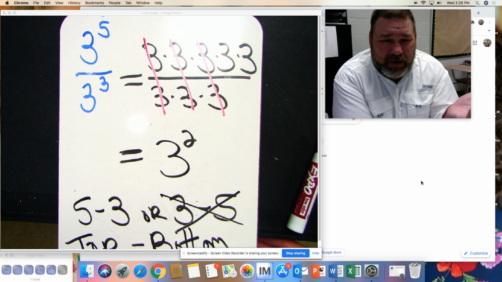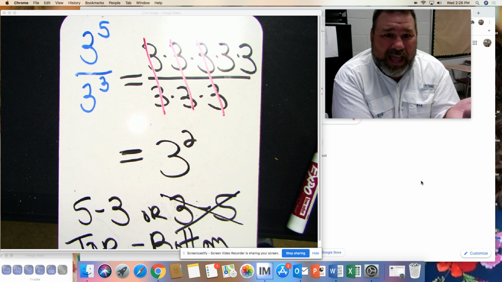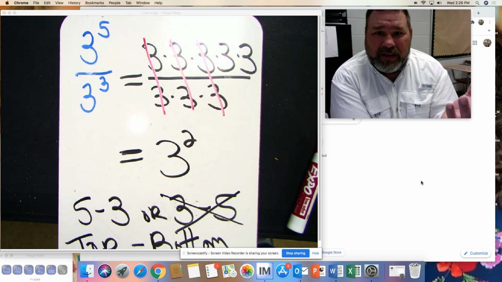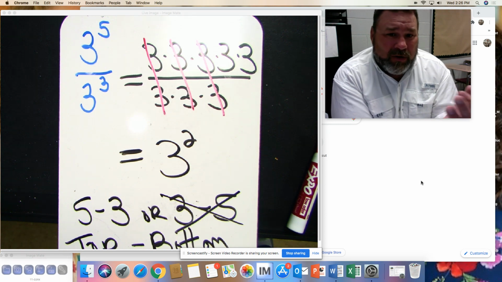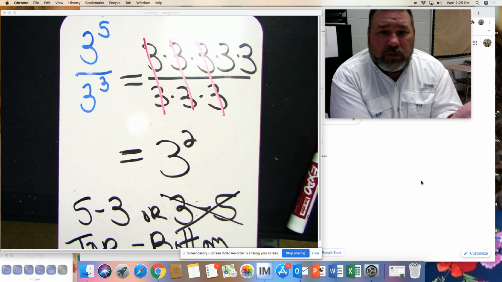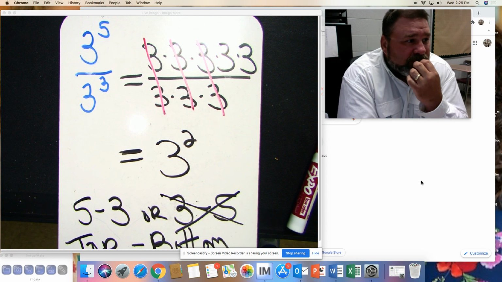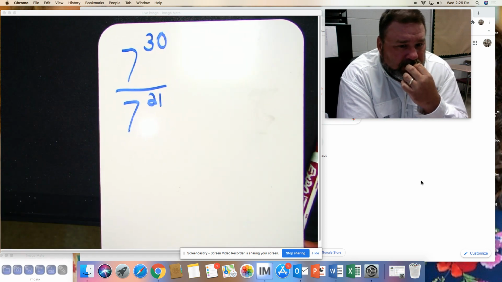It keeps you from having to write all of those bases out however many times. You know, Miss Powell had a number up there a while ago. It was like 18 and 10, and I was like, oh my gosh, I don't want to write out that 3 18 times. I don't want to write out that 3 10 times. So shortcuts are good, right? So let's do a shortcut. I don't want to have to write that out.